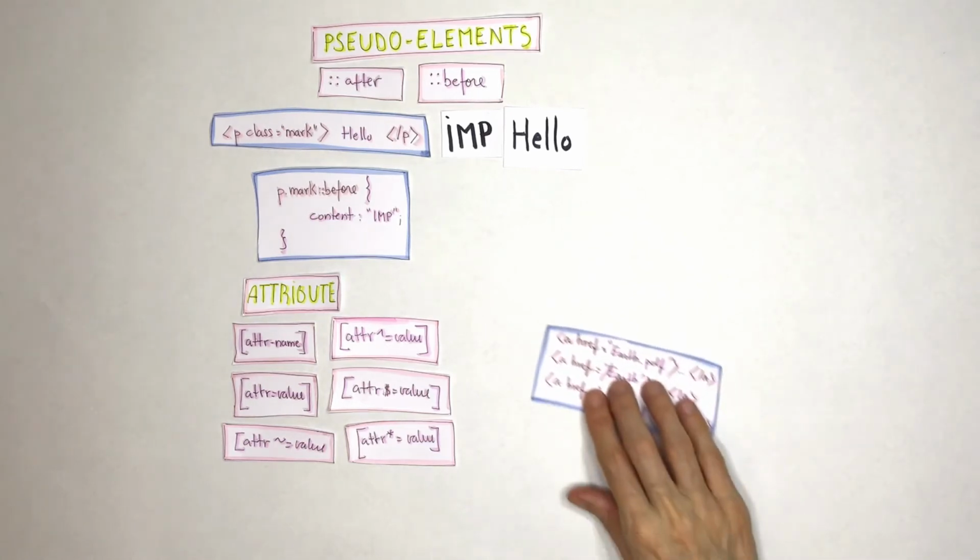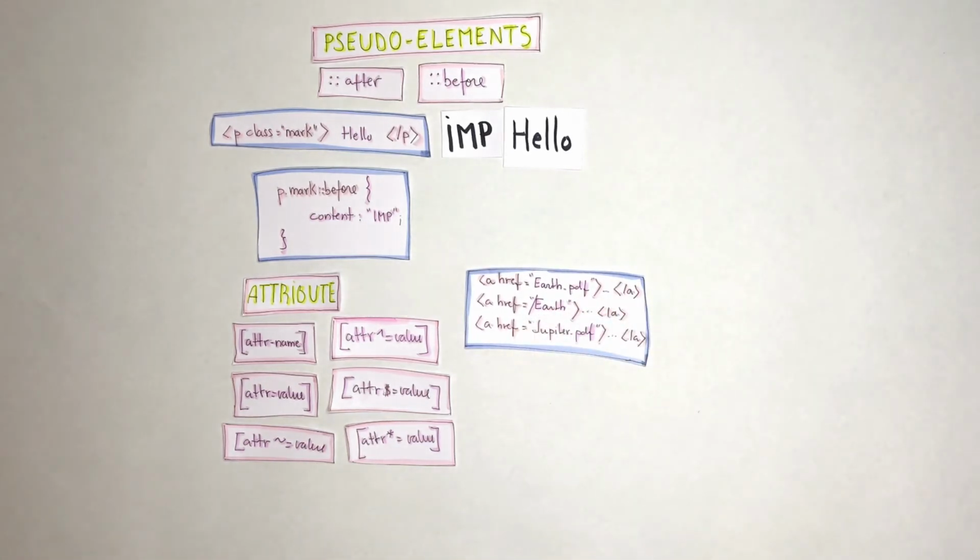So we have 3 links here, and I want to select the ones that are pointing to a PDF document so that I can style them with a different color, for example. How can I do that? Right, we will use the $ attribute selector. This selector will select the element with an attribute that has a value ending with the specified value here in the selector. In the selector, we set the name of the attribute to href and the value to .pdf.